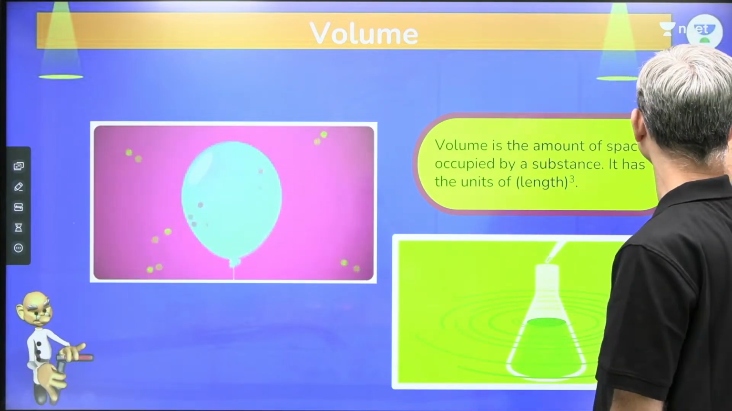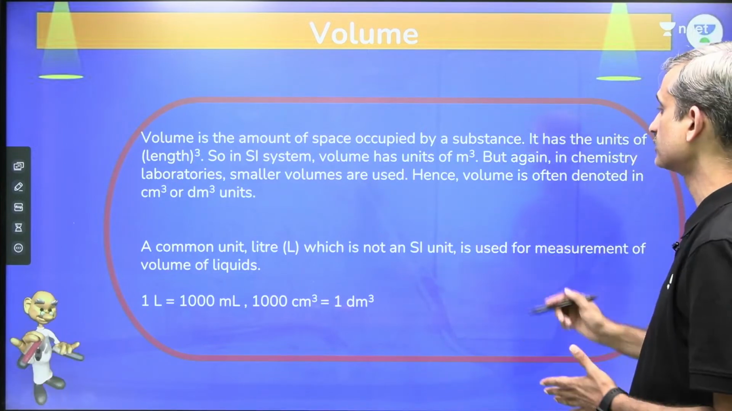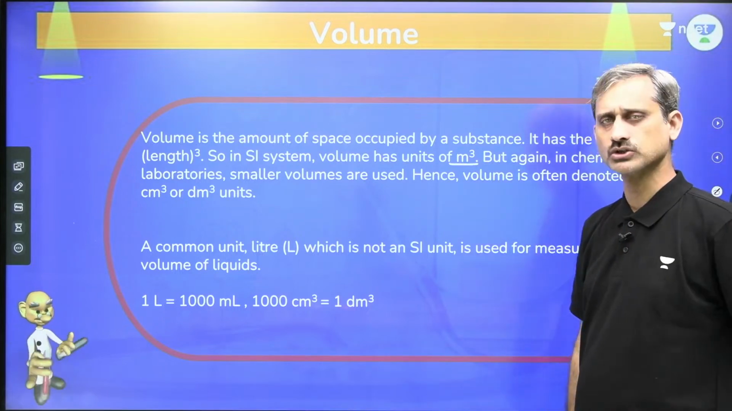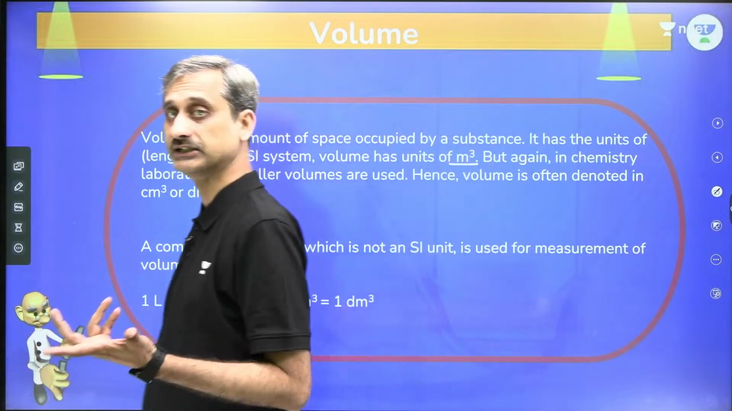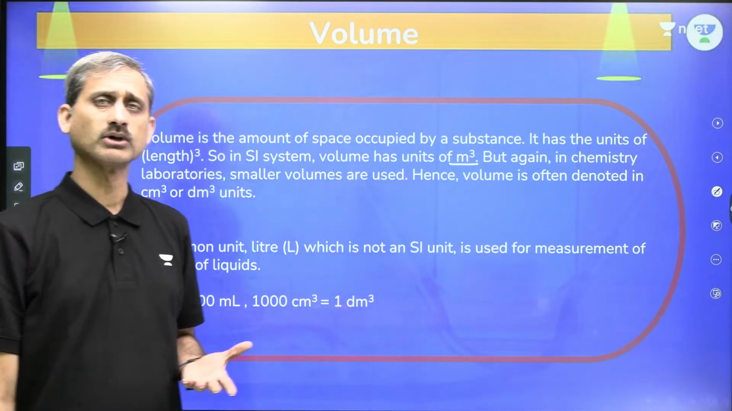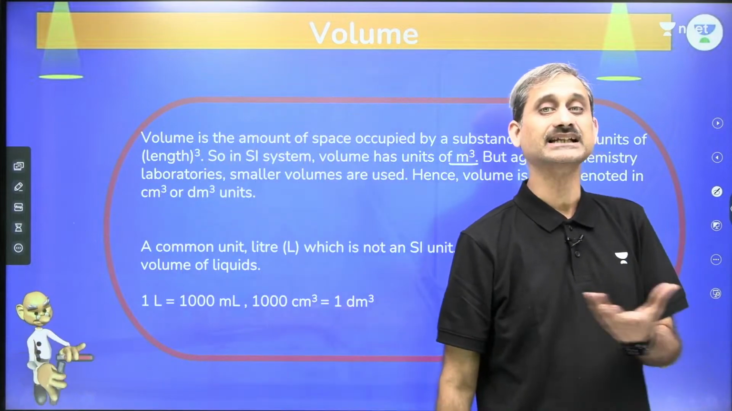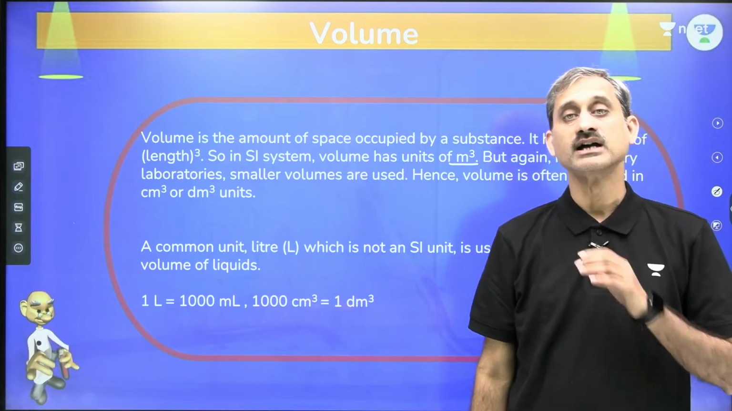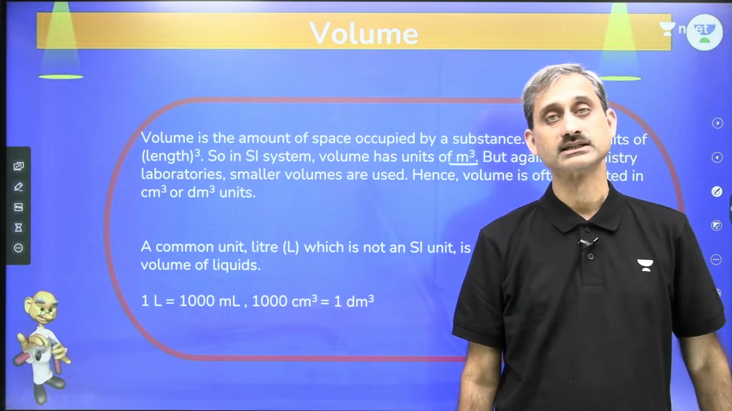So we can have any unit of length. The SI unit of volume is meter cube. The practical unit that we are using in chemistry is decimeter cube or liters. Still, when we talk about the work in laboratories, we are using the unit as milliliters or centimeter cube. So that is the unit we use in case of chemistry, centimeter cube or milliliters. Is that clear?